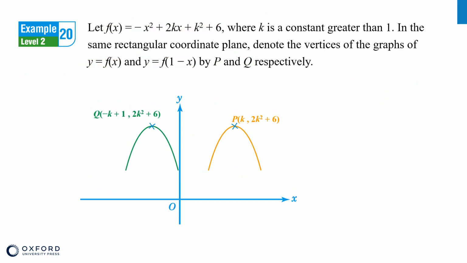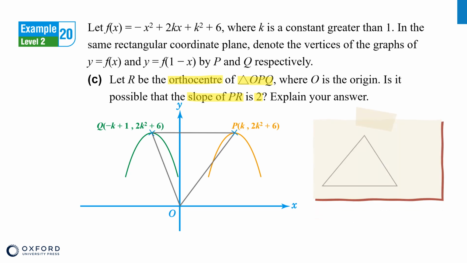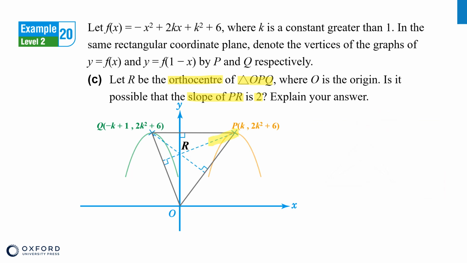Part C. R is the orthocenter of triangle OPQ. Is it possible that the slope of PR is 2? Let's draw triangle OPQ. An orthocenter is the point of intersection of the 3 altitudes of a triangle. So this is R. As PR is an altitude, it is perpendicular to OQ.